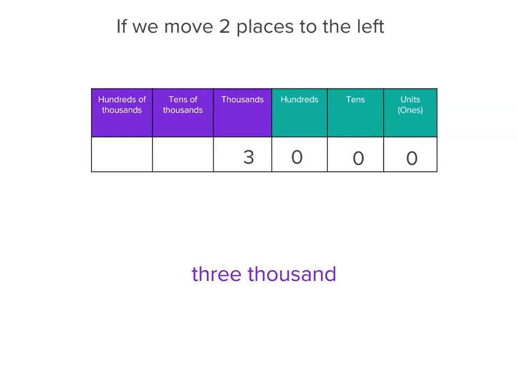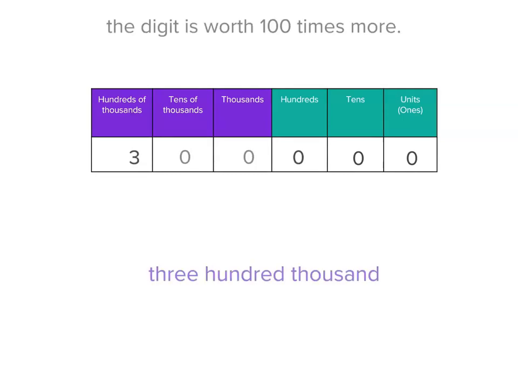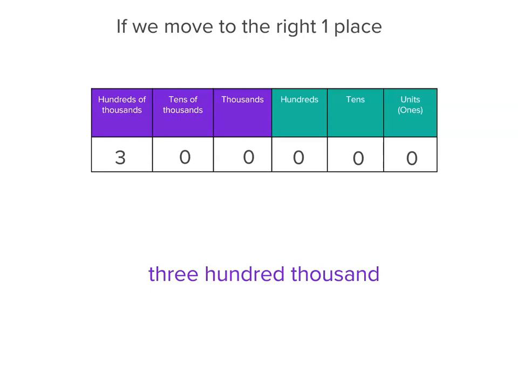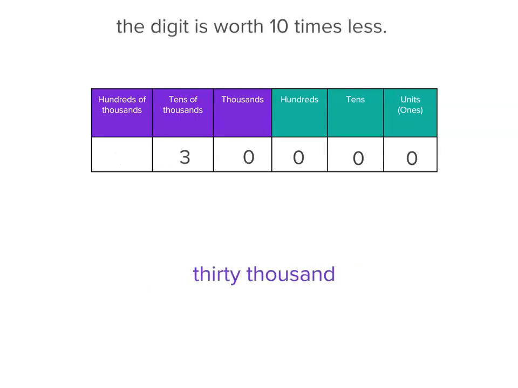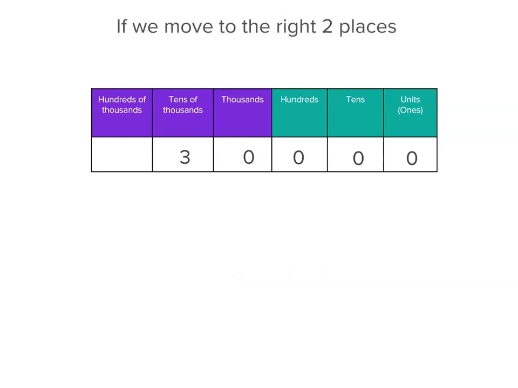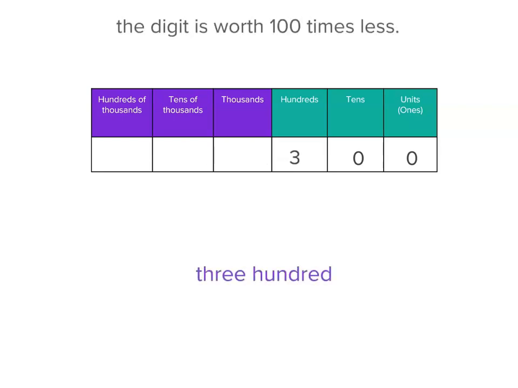If we move two places to the left, that's like multiplying by 10 and 10 again. So we're going all the way to hundreds of thousands. That's worth 100 times more than 3,000. So it's 300,000. Now if we move to the right one place, it's actually worth 10 times less. So now it's only 30,000. And we can keep doing that. If we move two places to the right, it's worth 10 times less for each column. So it's 100 times less. So it's now worth 300. So where the digit is really important.